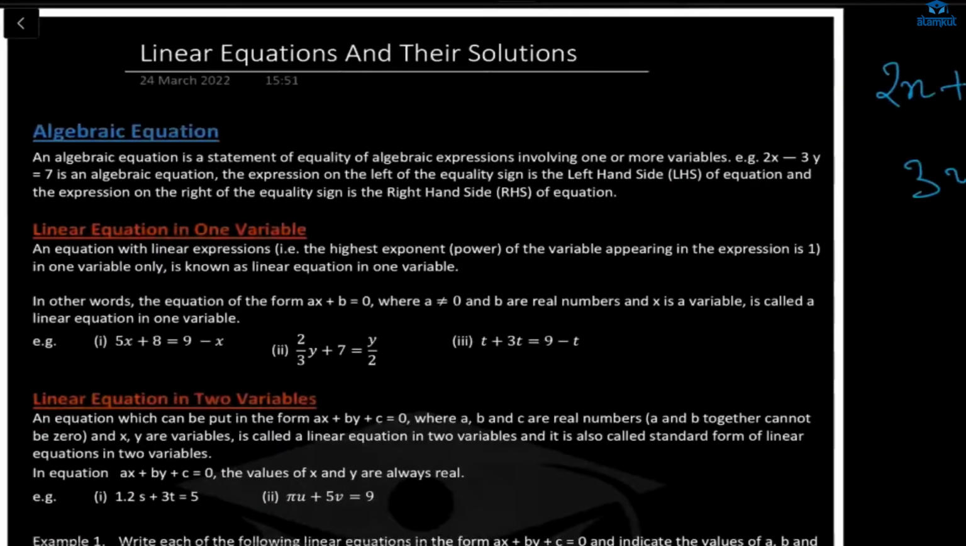Now if you see the definition here, an algebraic equation is a statement of equality of algebraic expressions involving one or more variables. In an equation we will be having one or more variables, and it is comprised of algebraic expressions where you have to check the LHS and the RHS. The expression on the left of the equality sign is the LHS of the equation, and the expression on the right hand side is the RHS.